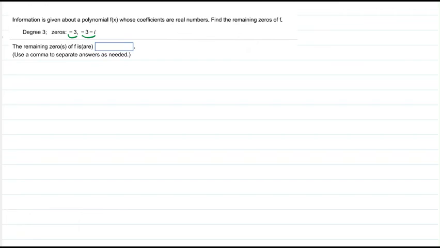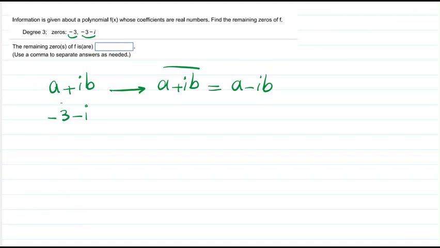We know that if a complex number is a 0 for the function, the conjugate of that complex number should be another 0 for the function. What is the conjugate? If a plus ib is a complex number, then the conjugate of a plus ib, which I show by a plus ib bar, is a minus ib. So what is the conjugate of -3 minus i? It's -3 plus i. So -3 plus i is the remaining 0 for this function.